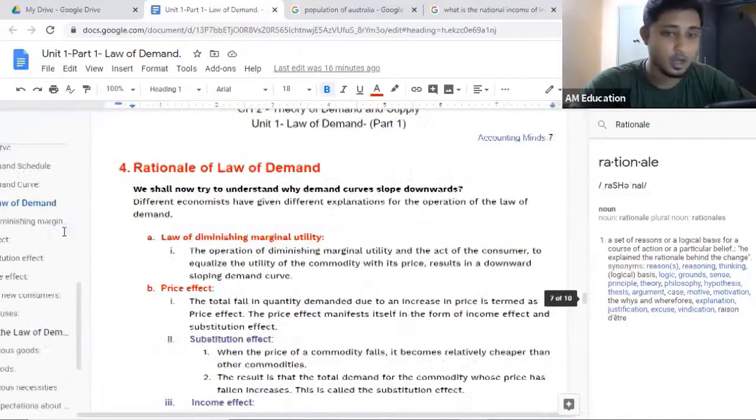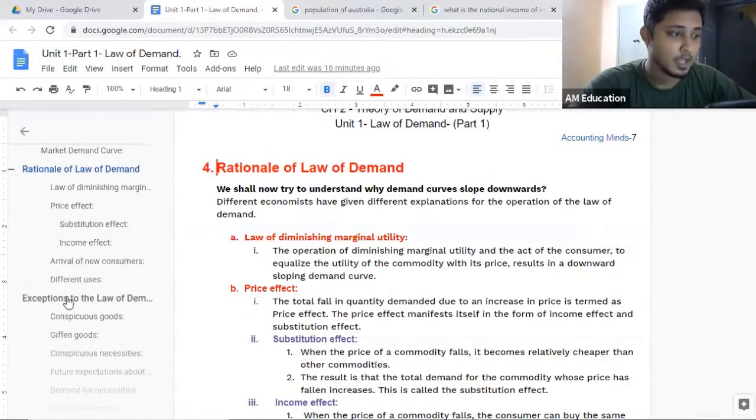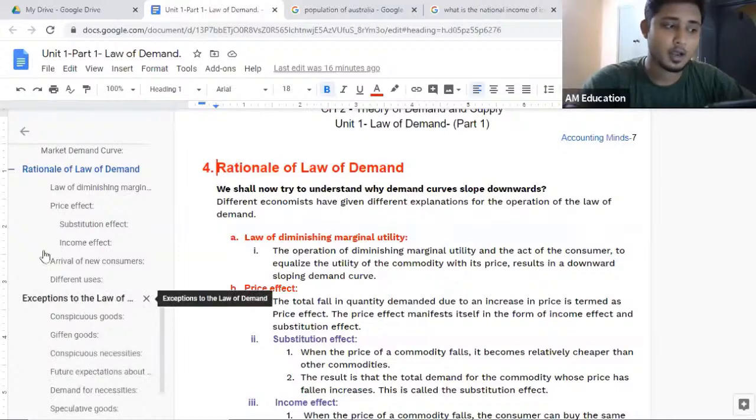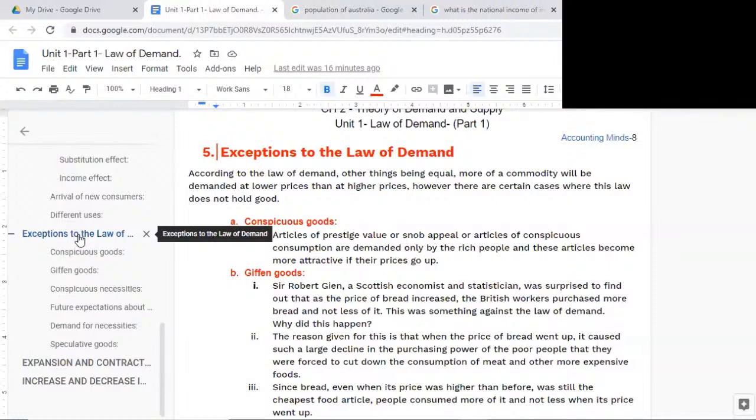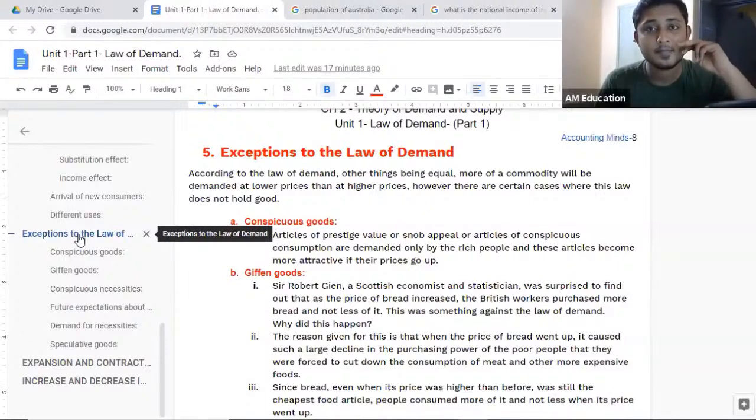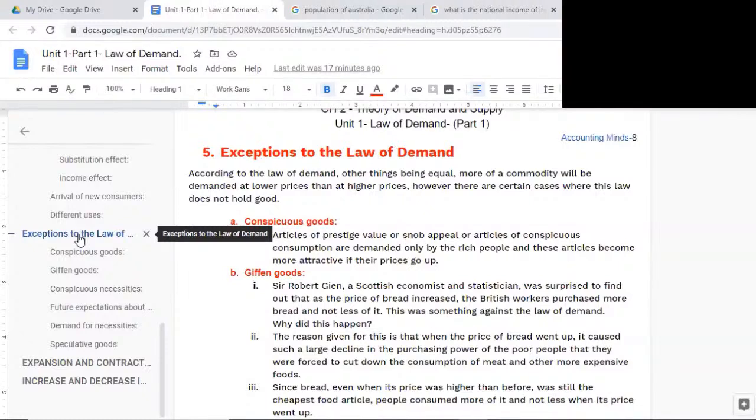And then we're going to learn exceptions to the law of demand. What is the law of demand? Price increases, demand decreases; price decreases, demand increases. And in case of exceptions, what happens? The inverse happens. So what happens if price increases in an exception? The demand will also increase. And if price decreases, the demand will also decrease.